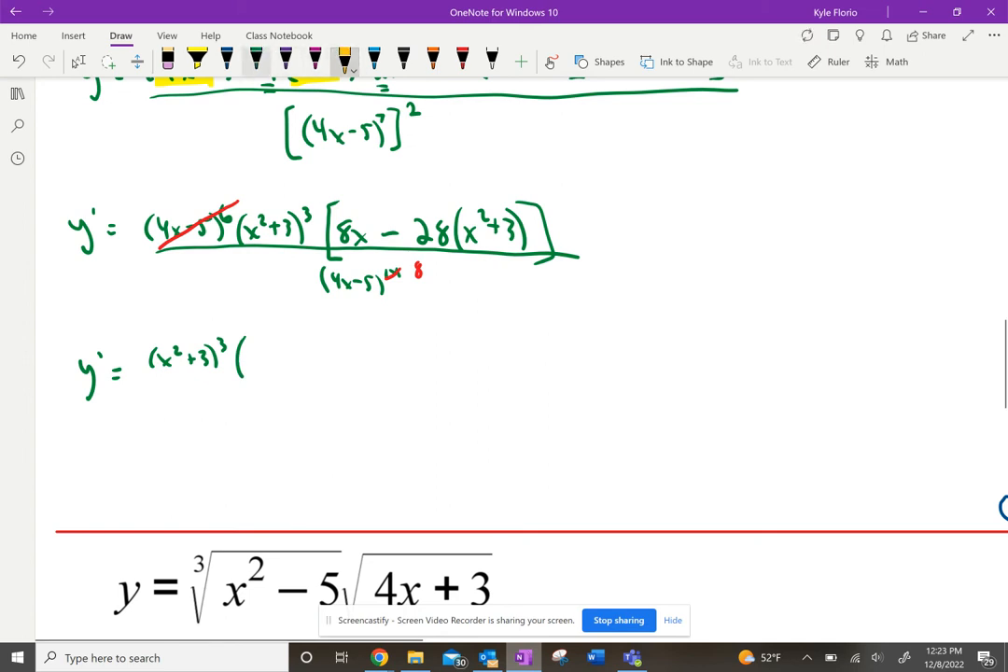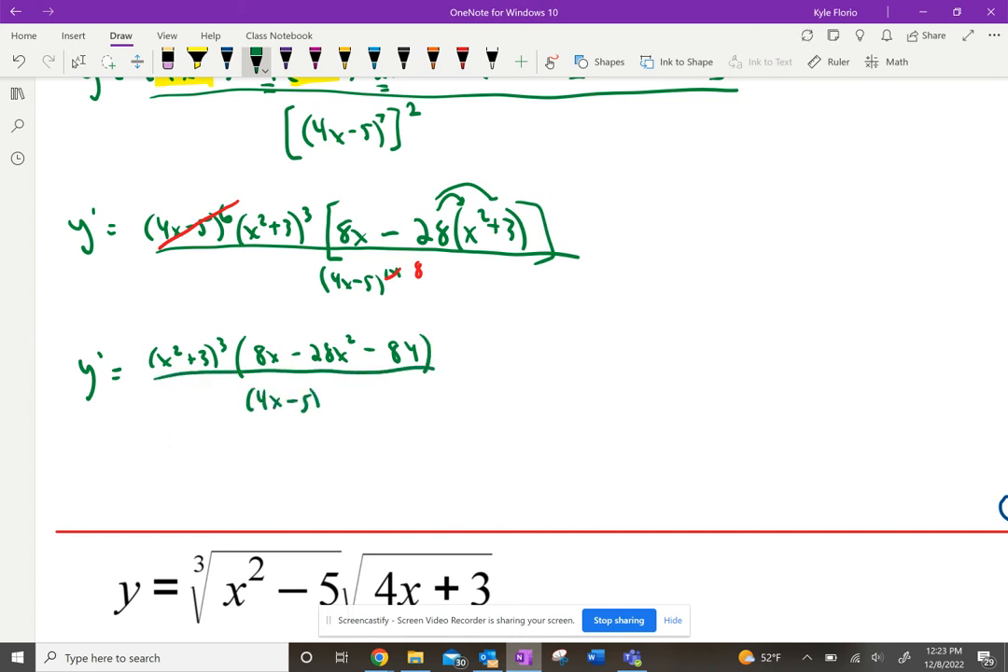So if I distribute here, be careful, this negative, it's going to be 8x minus 20x squared minus 20 times 3 is 84. Let's see, 60, 70, 84, yep. All over 4x minus 5 to the 8th. And then just combine like terms and we're done. So x squared plus 3 to the 3rd, and then we have, what am I missing here? I feel like I missed something.